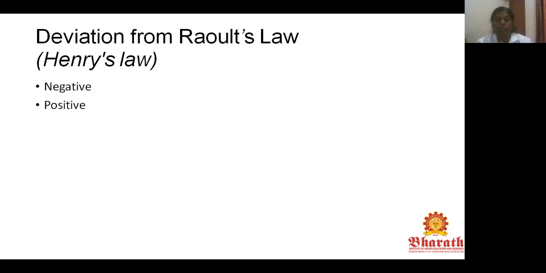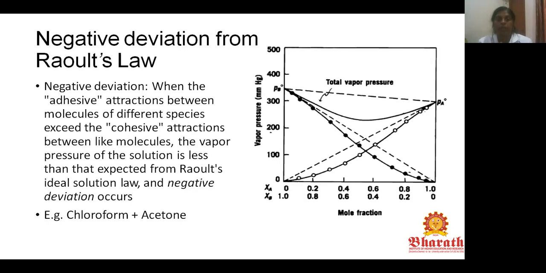Deviation from Raoult's law. This can be explained by Henry's law also. There are two types of deviations: negative deviation and positive deviation. Negative deviation from Raoult's law.